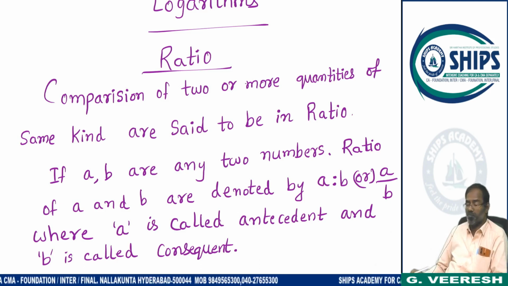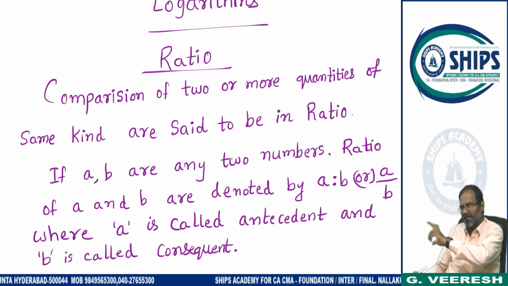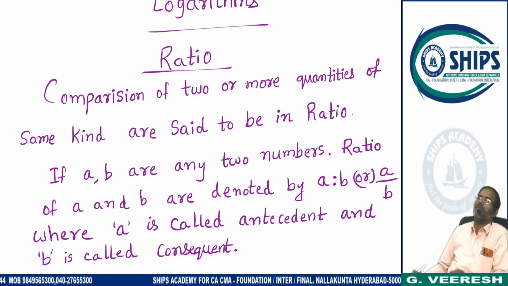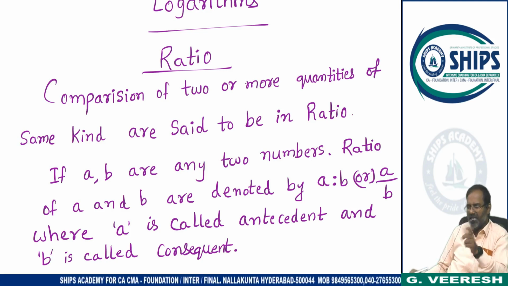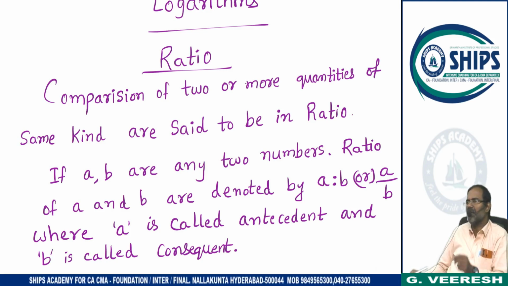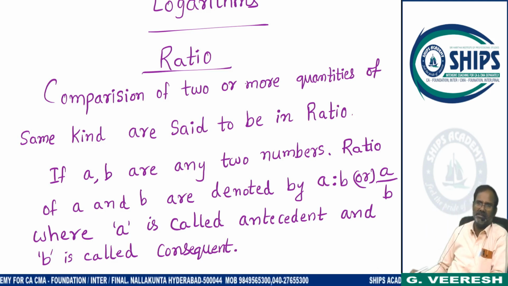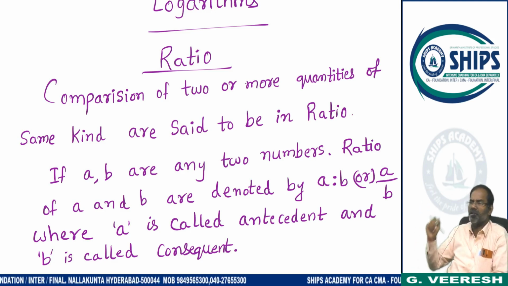Okay. Now, comparison of two or more quantities of same kind are said to be in ratio. Comparison means what is the first value, what is the second value. Or we can say that the simplest form of two numbers is also called a ratio. Simplest form. Same kind means I can compare only kilometers with kilometers, I cannot compare kilometers with meters. 5 kilometers is more, or 2,000 meters are more.